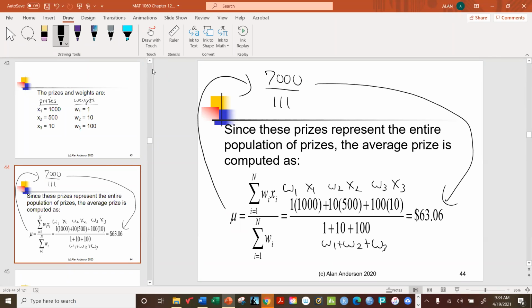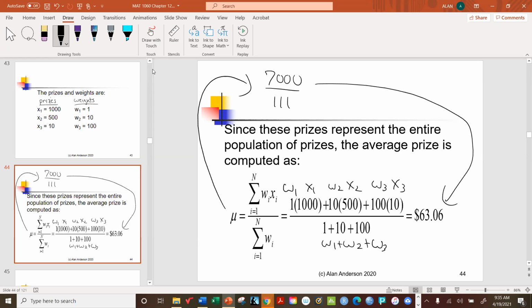So if I win the lottery, on average, my prize will be $63.06. Now, of course, it sounds a little strange because there isn't a prize worth $63.06, but every time I win, I might get 1,000, I might get 500, I might get 10. On average, that works out to $63.06. All right, so I hope you'll see the idea.